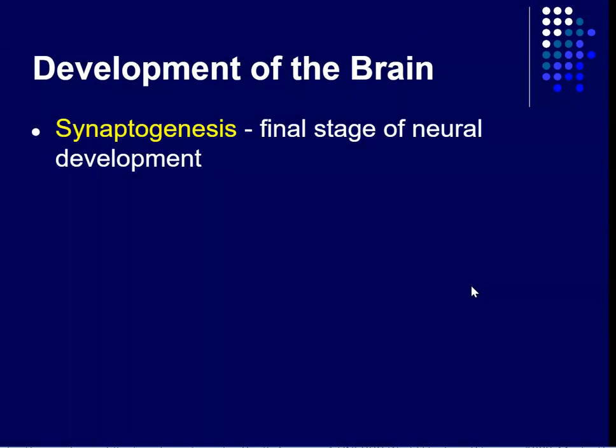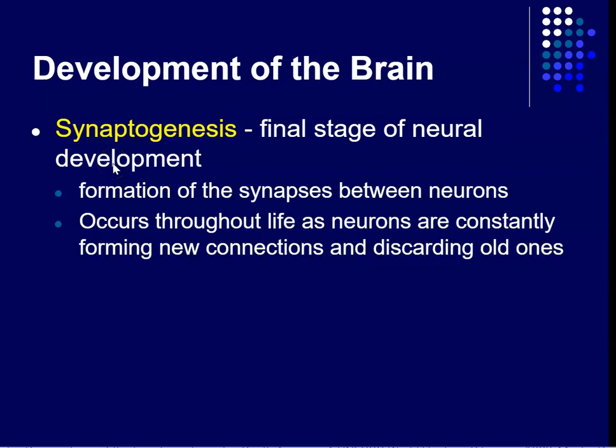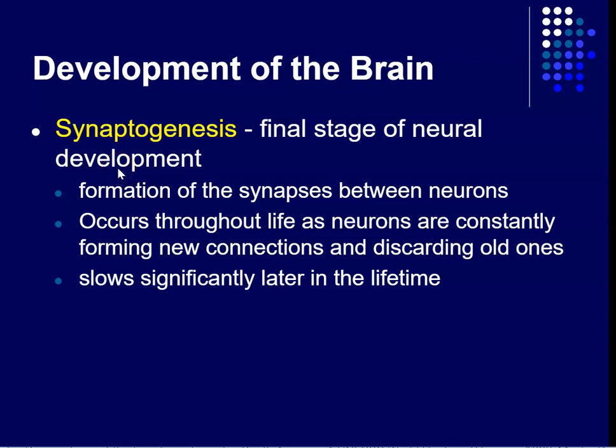The last step is synaptogenesis. This is the creation of new synapses. This one occurs throughout life because neurons are constantly forming new connections and discarding old ones as a result of experience and learning. That said, synaptogenesis slows considerably later in life. It does become harder to learn new things as we age, but it never completely stops.